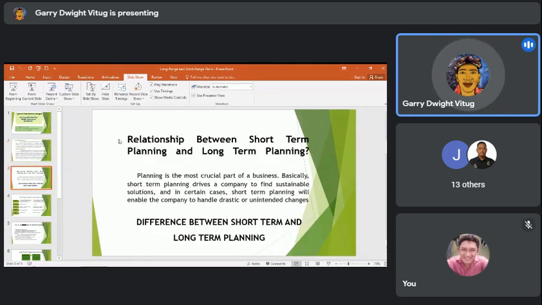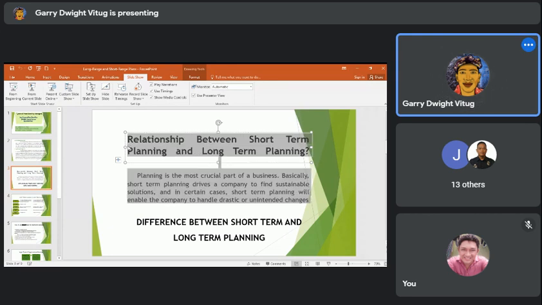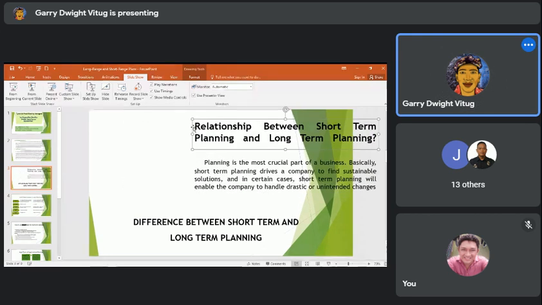So what is the relationship between the short-range planning and long-range planning po? The relationship between the short and long-term planning is that the planning po is the most crucial part of a business in an organization or company po. So basically po, short-term planning drives an organization to find sustainable solutions.